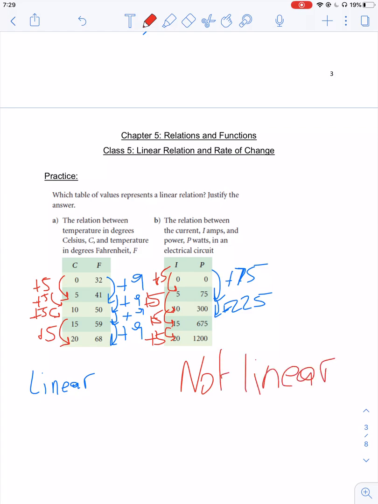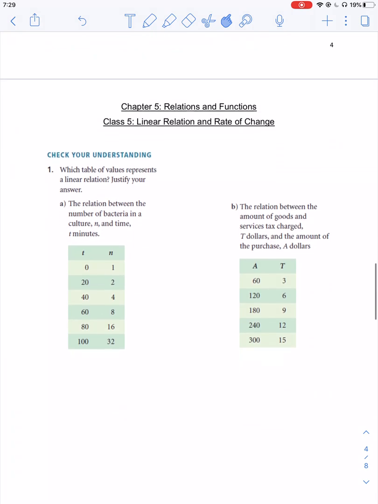So in a similar fashion, I'm going to ask you to figure out which one of these is a linear function. Okay, so pause the video, figure out which one of these is linear. So I'm going to continue.